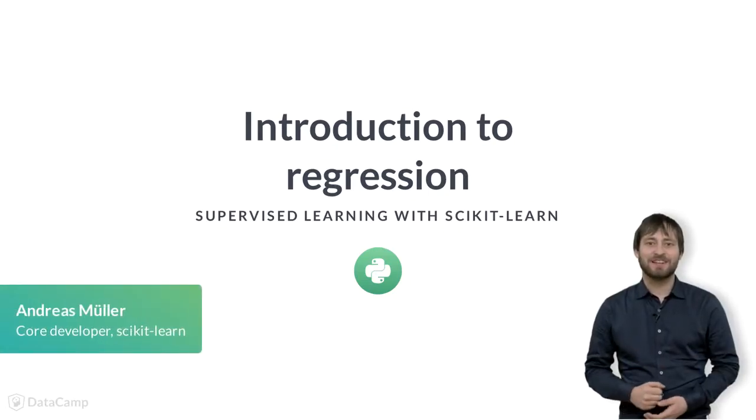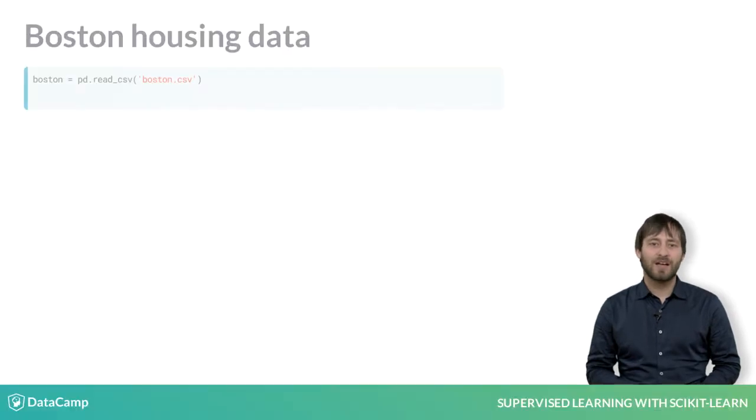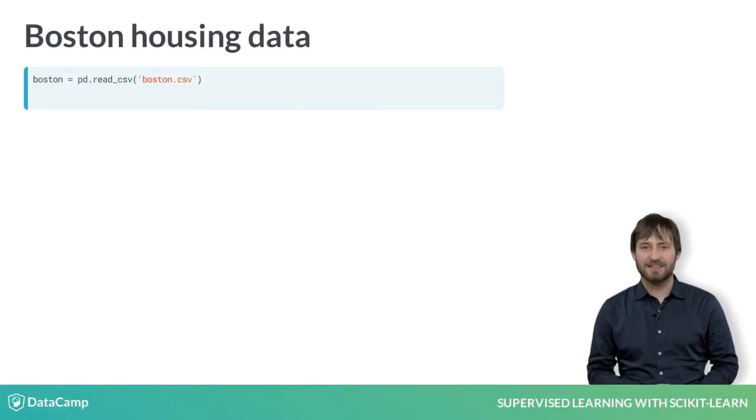Congrats on making it through that introduction to supervised learning and classification. Now, we're going to check out the other type of supervised learning problem, regression. In regression tasks, the target value is a continuously varying variable, such as a country's GDP or the price of a house. Our first regression task will be using the Boston housing dataset. Let's check out the data.